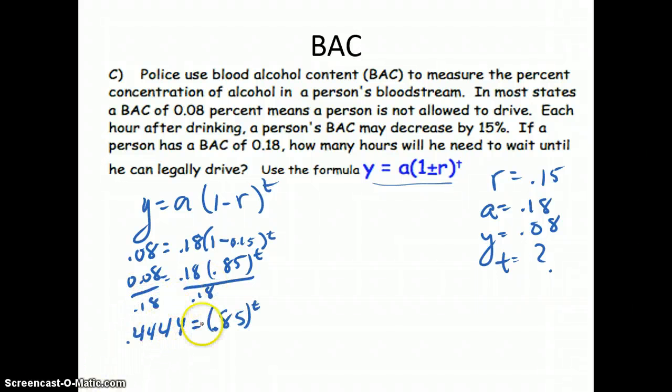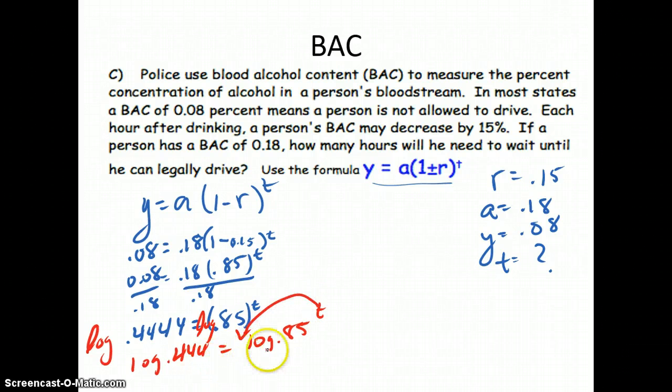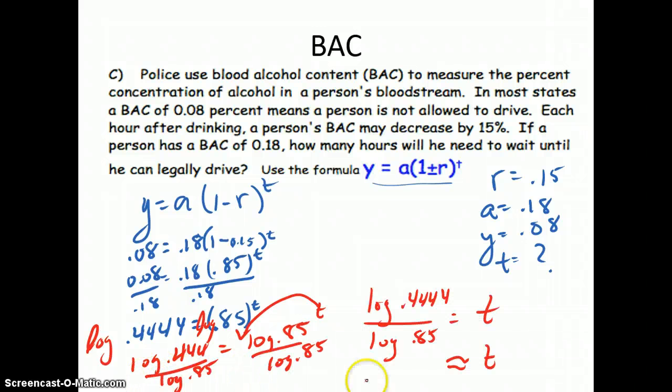Now we know that we're not going to be able to get these bases the same, so what we can do is take the log of both sides. So we have log of 0.444, and that equals log of 0.85 to the T. We can move this T to the front and divide by log of 0.85 to get our final answer. Our approximate answer is 4.99, or we can round that to 5 hours.